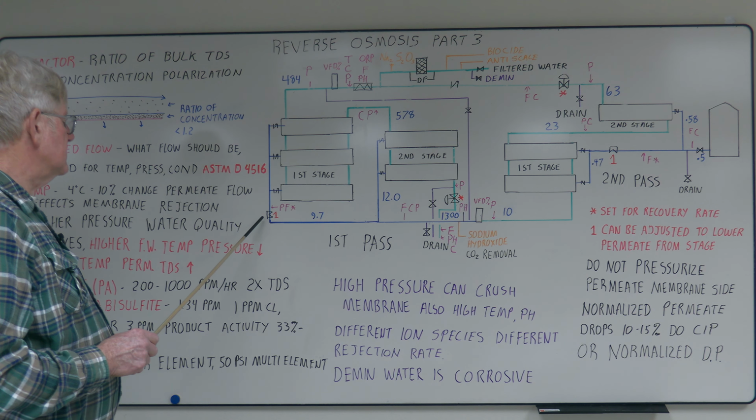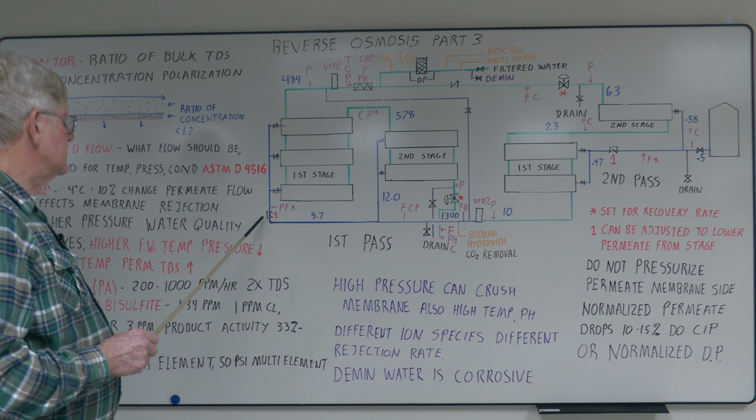You have another pump. If it's a VFD, you'll have a percent of the drive on it. Downstream pressure. You go to second pass, first stage. It's pretty similar to the first pass. You have your concentrate flow control valve. This is set for recovery on the second pass. Here you have pressure and conductivity. You check that downstream at every stage.